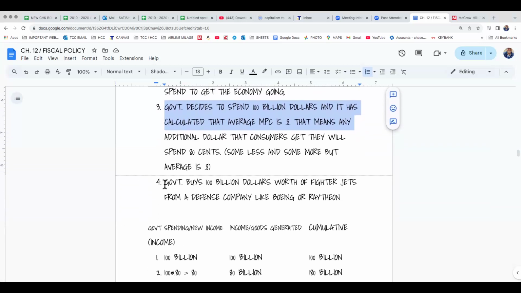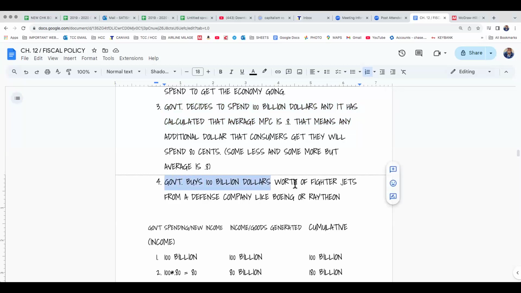So now remember, the economy is suffering and people are not buying. Since people are not buying, there are unsold goods, so employers are going to be letting people go because they're not able to sell goods. So government wants to get in the position of reviving the economy. So let's say government buys $100 billion worth of fighter jets from a defense company like Boeing or Raytheon.